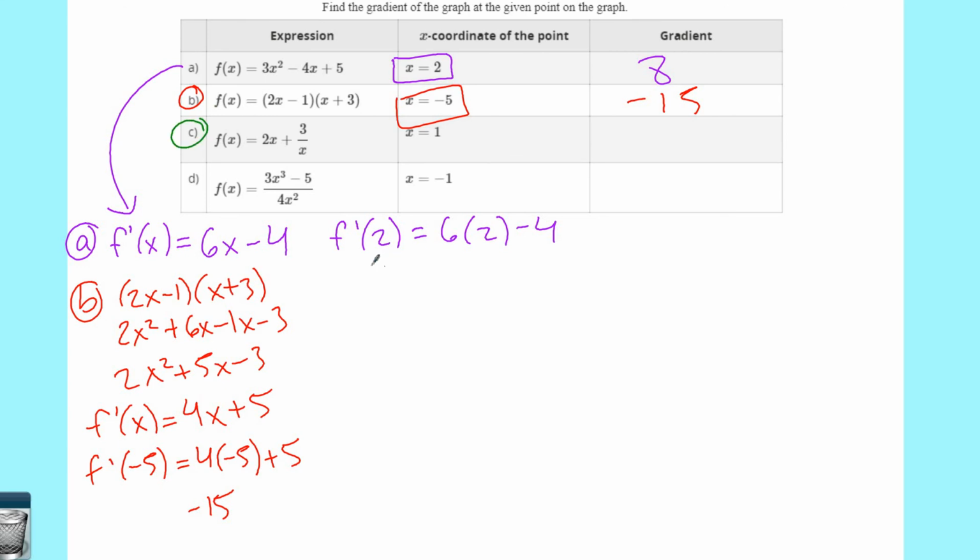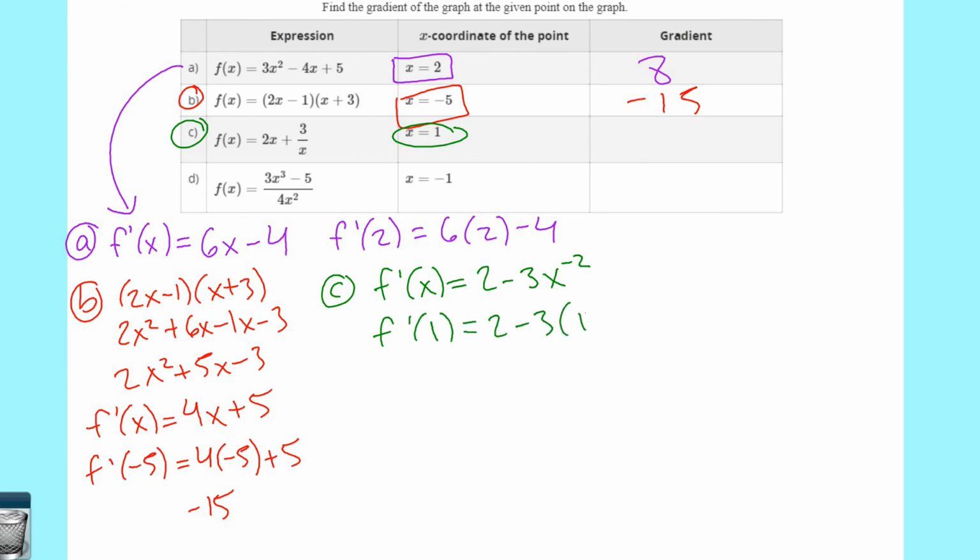Keep on working them out. C. So let's see. We have the derivative of that is going to be 2, not x, there's no more x. That's going to be negative 3x to the negative 2. So plug in 1. This is really nice because 1 to any power is just 1. So 2 minus 3 is negative 1.